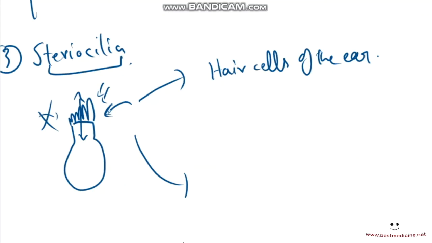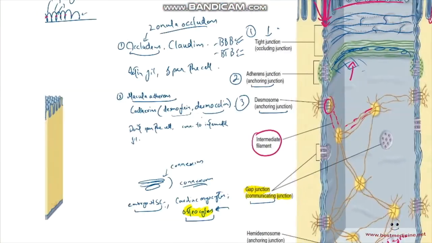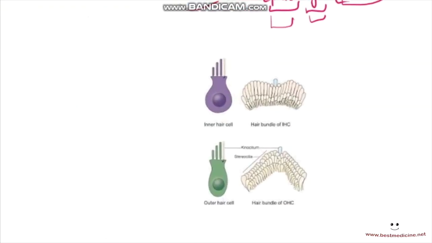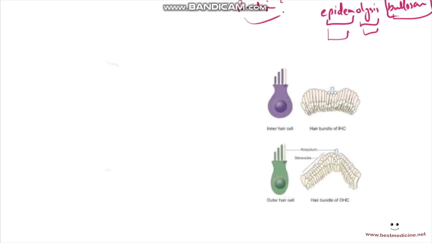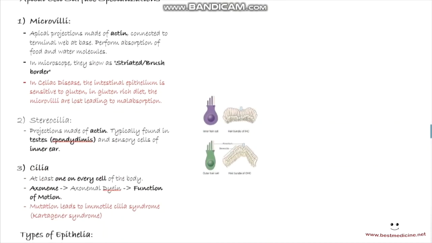And then another place that they're present in is the epididymis. And yeah, that's it for this video. So I'm going to go ahead and try to see the neat notes of what we've got. Actually, here's some examples of the hair cell. If you want to see a diagram of this, this is the hair cell of an inner ear. So here are the apical cell surface specializations or modifications. We have number 1, microvilli, then the stereocilia and the cilia.